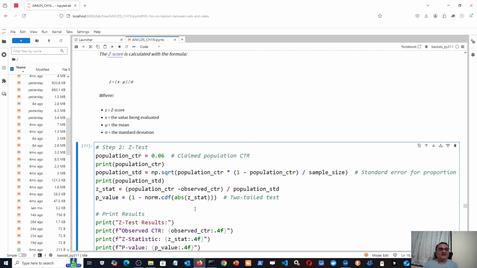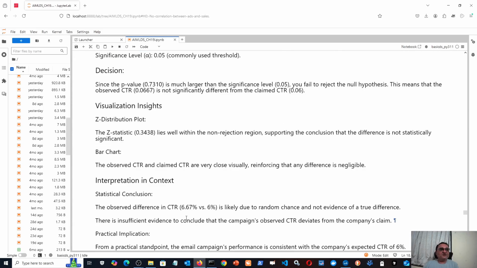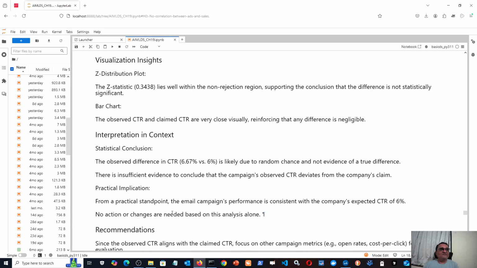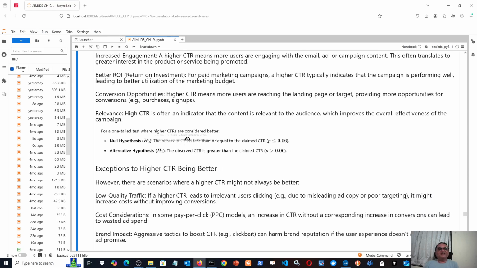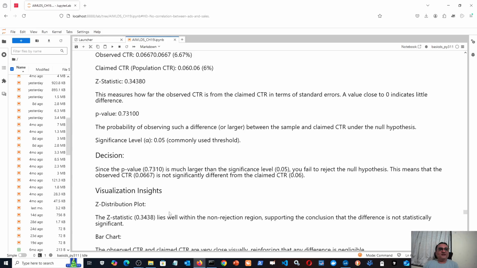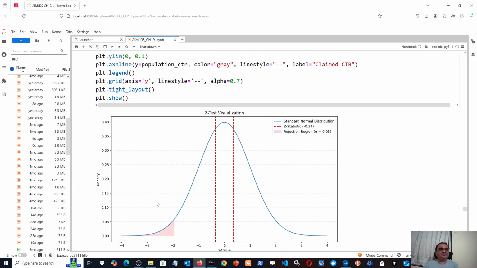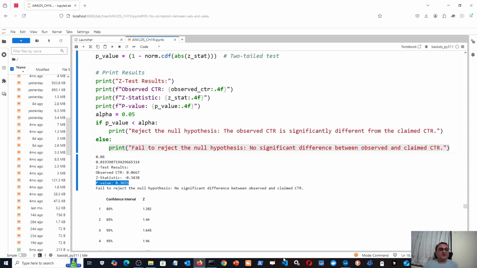The null hypothesis and alternative hypothesis itself will change, however, if I do a one-way test. So then what will be the null hypothesis? Then it will be this: observed click-through rate is less than or equal to claimed click-through rate. That is my null hypothesis. But the alternative hypothesis is observed click-through rate is greater than the claimed click-through rate. But I get this p-value as 0.36 or something here.